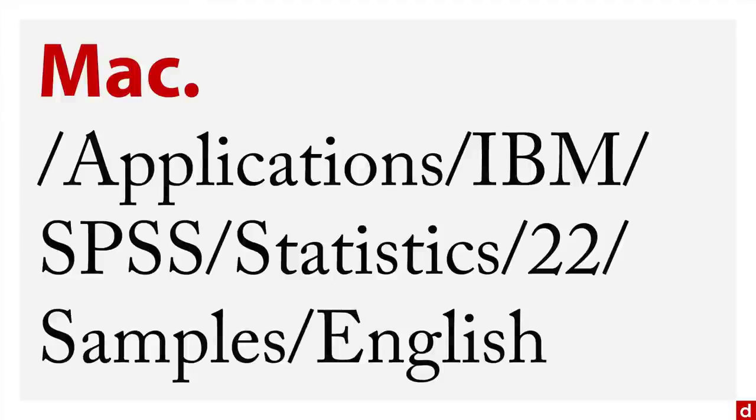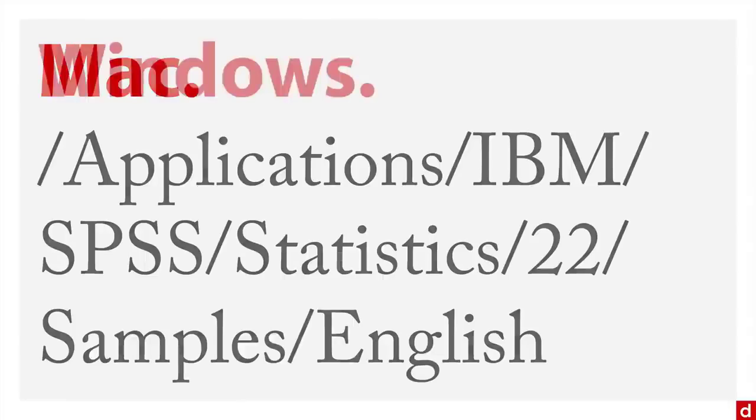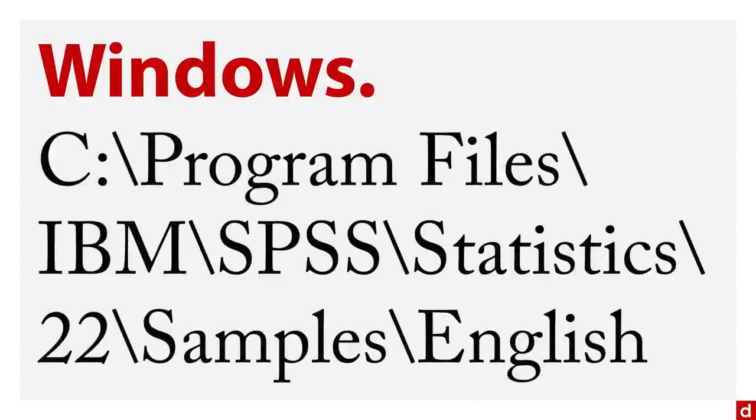Now, if you're on a Macintosh like I am, then it's going to be in your Applications folder under IBM SPSS Statistics 22, or whatever version you're using, then Samples, and then English, then you'll have them. In Windows, it's a little bit different. It's going to be C, Program Files, IBM, SPSS Statistics, 22 or whatever version you have, Samples, and then English. So you have to navigate to that manually in order to be able to find those.